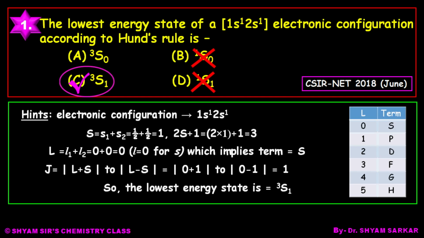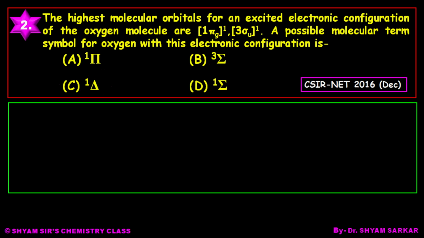Here, the highest molecular orbitals for an excited electronic configuration of the oxygen molecule are 1πg1, 3σu1, and a possible molecular term symbol for oxygen with this electronic configuration is. Four options are given. They asked for a possible molecular term symbol. So let us see how we can get this answer.